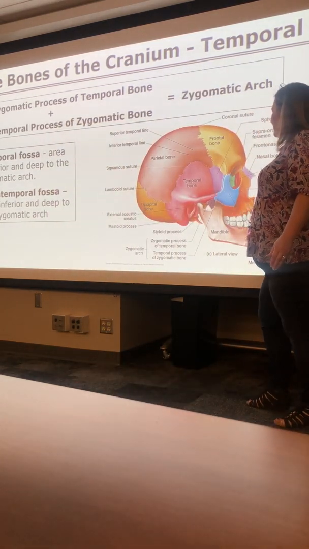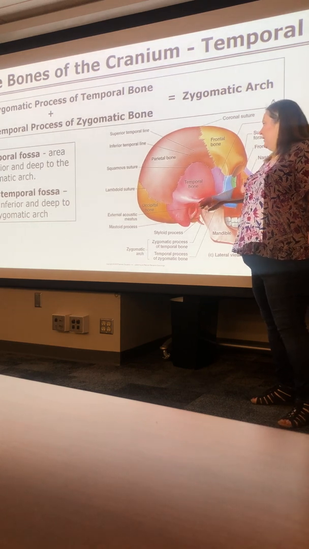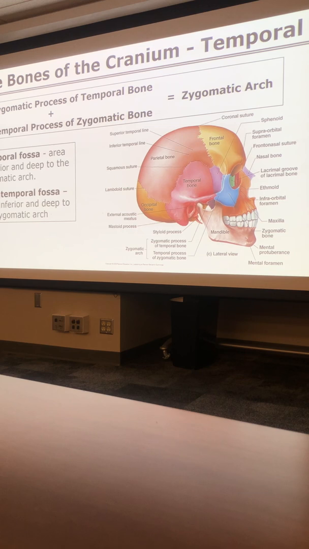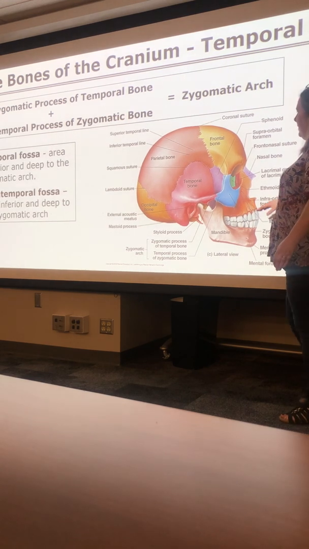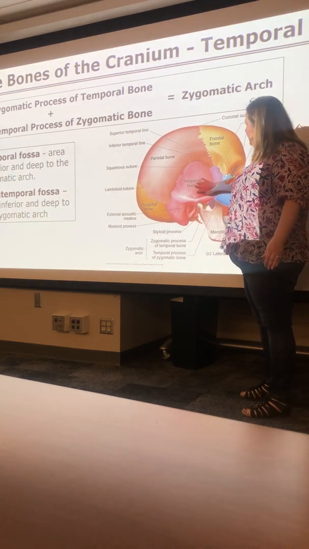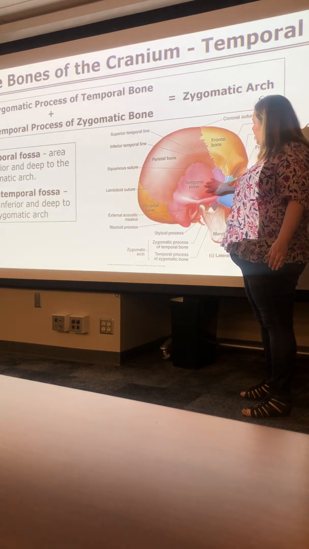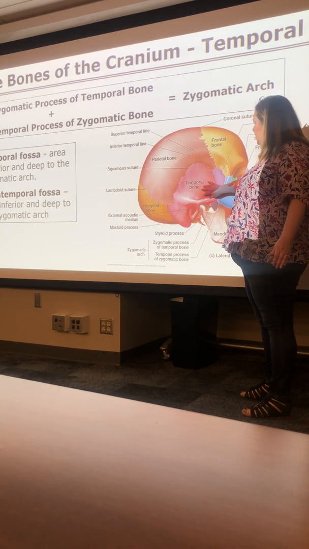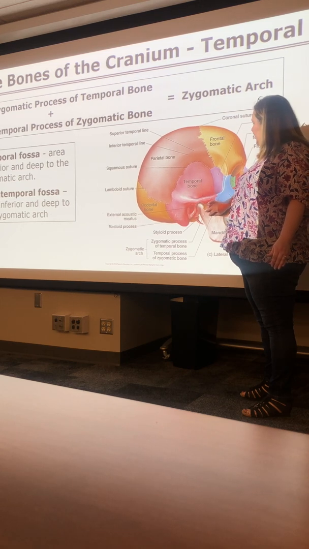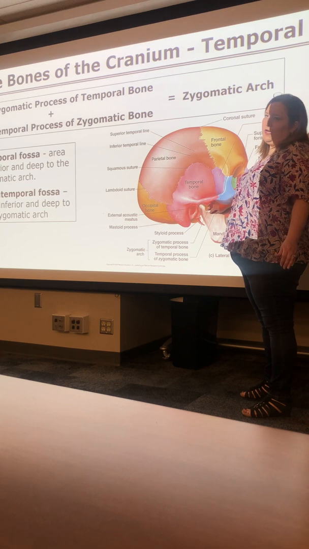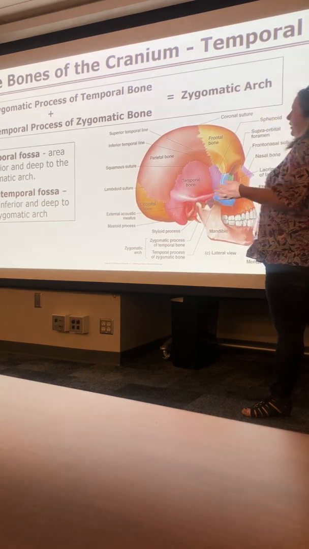That creates the zygomatic arch. And that zygomatic arch then creates some spaces. The area superior and deep to the zygomatic arch, so right in this area here, is known as the temporal fossa. And the area inferior to the zygomatic arch and deep is known as the infratemporal fossa. There's lots of stuff that passes through these different areas.